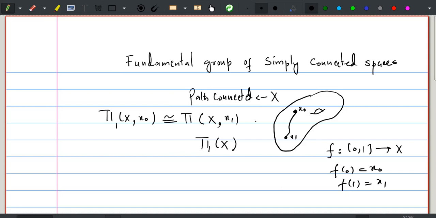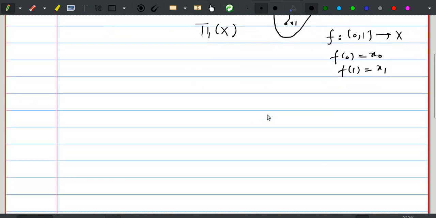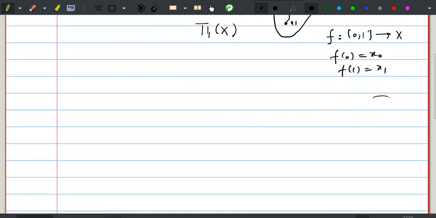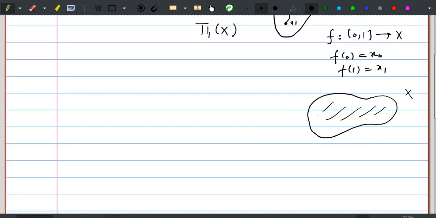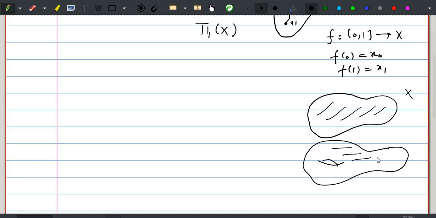Now we are going to prove another result about simply connected spaces. Suppose we have this space X here, so this space is simply connected. However, if we consider this space, suppose it has a hole here, so this space is not simply connected. However, this space X here is a simply connected space. Now first let us make a definition here.